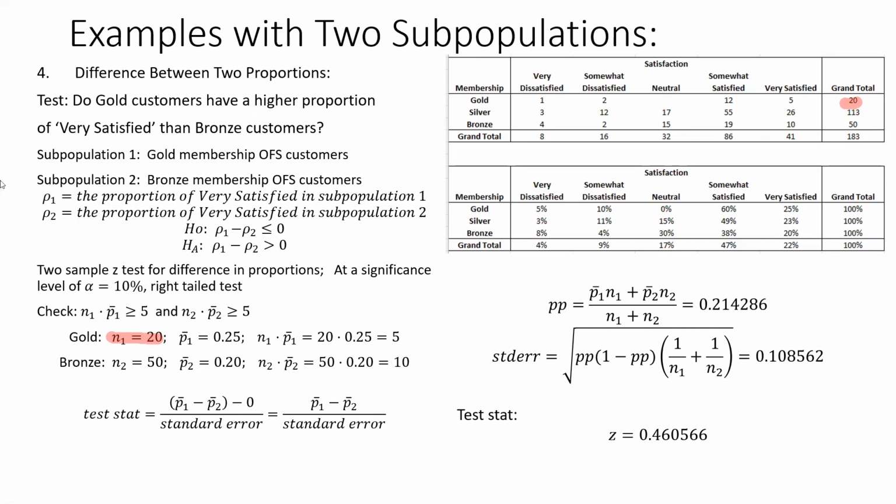So that's N1. And then the other one that I'm going to need is the N2, which is the bronze, which is over here, the 50, the total population size. Again, it's not the number that is the numerator in our proportion, it's the denominator. You need the whole sample size from over here. Okay, so let's go back to Excel and talk about why I have 100% on the right on the proportions and how to get that.